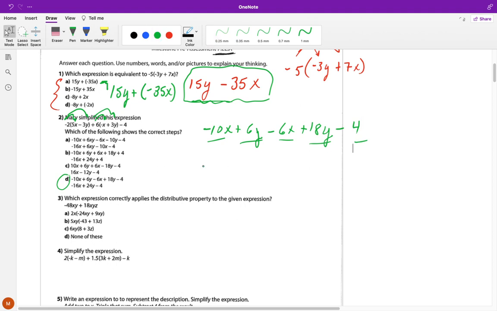And then after we do that, we're now going to combine our like terms. So we have our x's. So we have our two x's here. So negative 10x minus 6x is then going to be negative 16x. Then we have our 6y plus 18y, which we know is then going to give me plus 24y, and then minus 4. So that is just going, what are the next steps? Once again, if this was on your test, you would just be simplifying it by yourself.